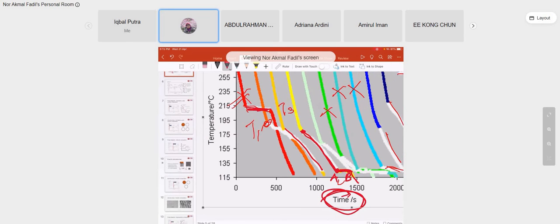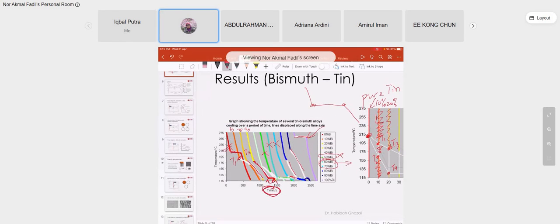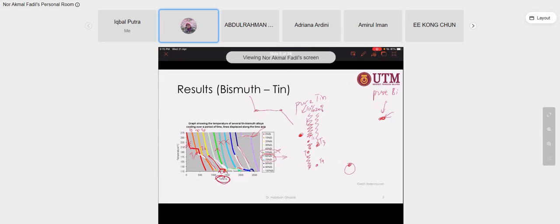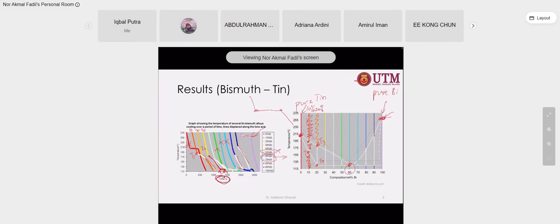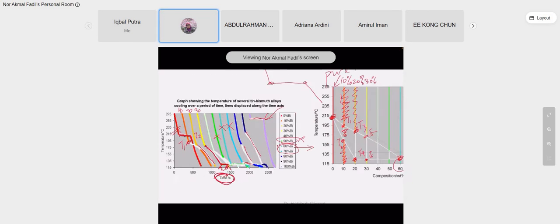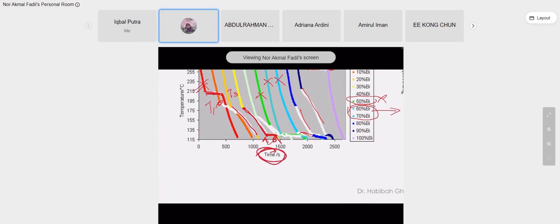What does it mean? This constant temperature is labeled as T4. For the yellow, which is 30%, this is T5, and then this is T6. T6 and T4 are at the same point. Look carefully, this point A to B, this point, and this point, constant at the same point.